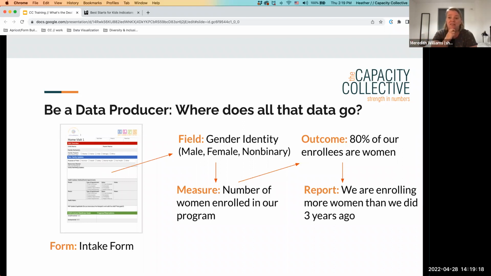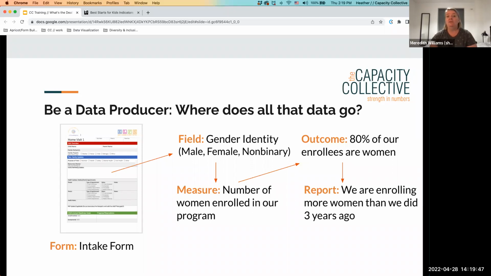And you can see who seems to benefit from our program more: women, men, non-binary folks. So that one field becomes really powerful when you start to talk about the relationships, like we talked about earlier, the relationships between gender and other fields and other measures that have been collected. And now that you have this outcome that 80% of our enrollees are women, you can report that to funders, the board of directors, or to your communities.